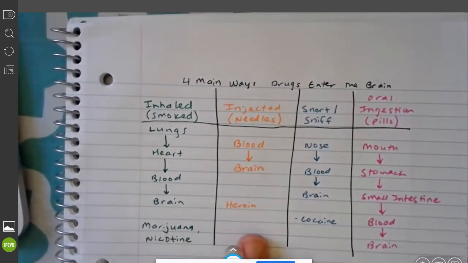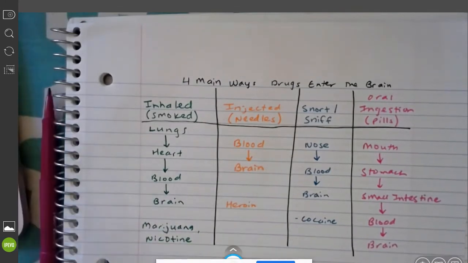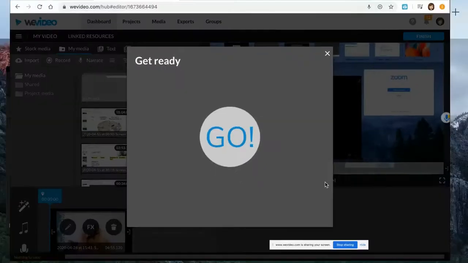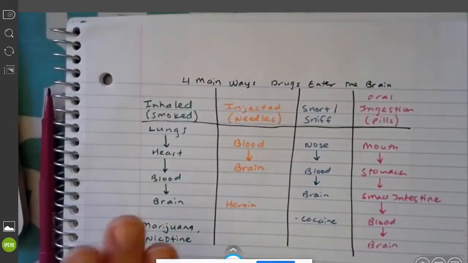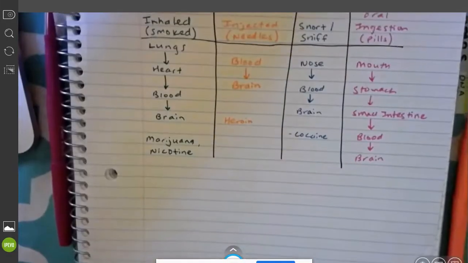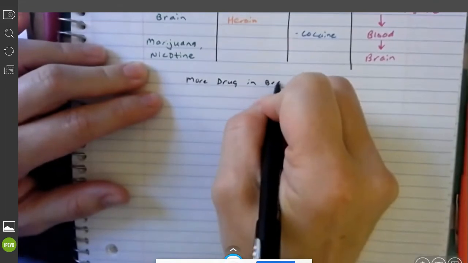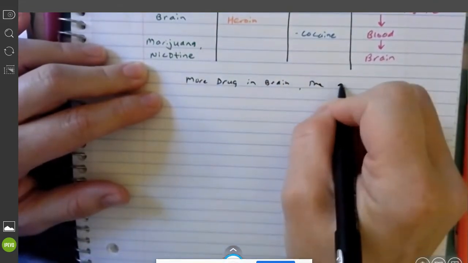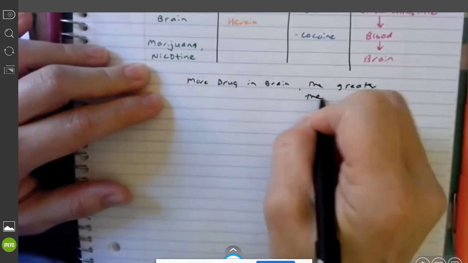So these are the 4 ways that drugs are taken into your body and go to your brain. And they're going to lead to different results: how long the drug lasts in your body, how strong the drug is in your body, and how fast it gets to your brain depends on the mode of entry. Now, based on the mode of entry that the drug takes into the body, you're going to have different behavioral effects. But the key point for the second half of this paper is the more drug in your brain, the greater the behavioral side effects will be.